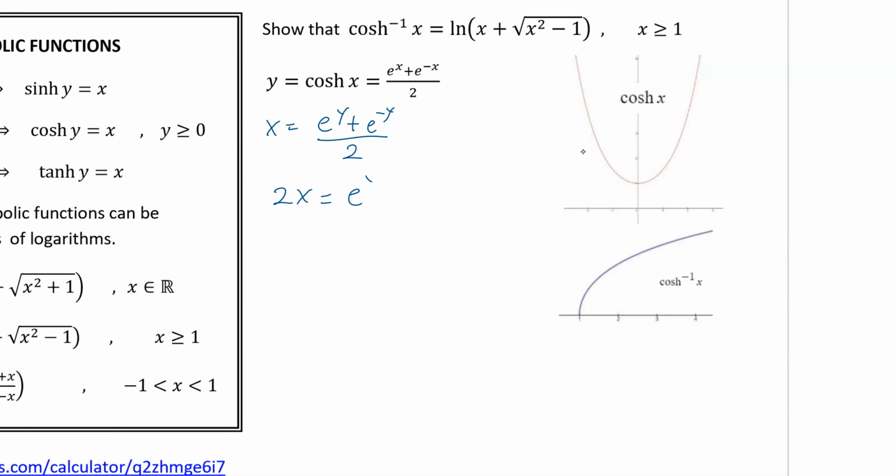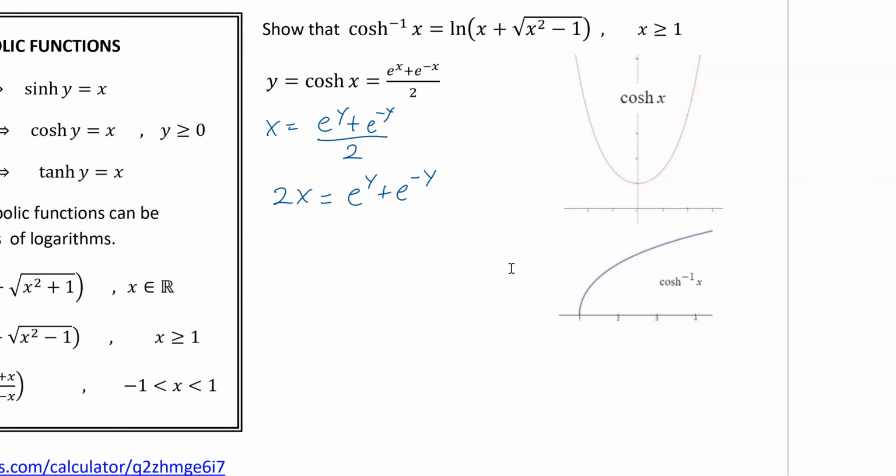So e to the y plus e to the negative y. What we're going to do now is multiply everything by e to the y. That will get rid of that negative exponent. So we're going to multiply this side by e to the y and this side by e to the y. So we end up with 2x times e to the y. You'll see why I'm doing it that way.